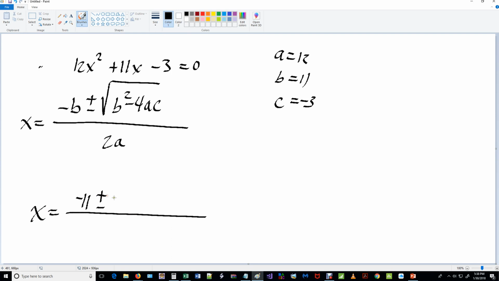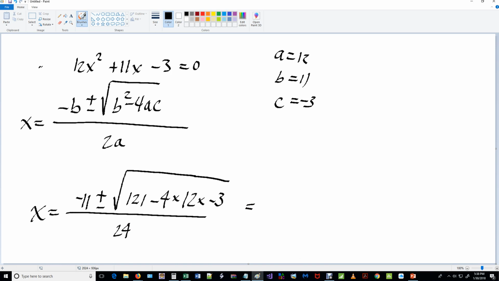And then b squared, that's the first thing inside of the radical. That would be 11 squared. 11 squared is easy, right? 11 times 11 is 121. Minus 4 times a, which is 12, times c, which is minus 3. And then 2a on the bottom. 2 times a is 2 times 12, which is 24.